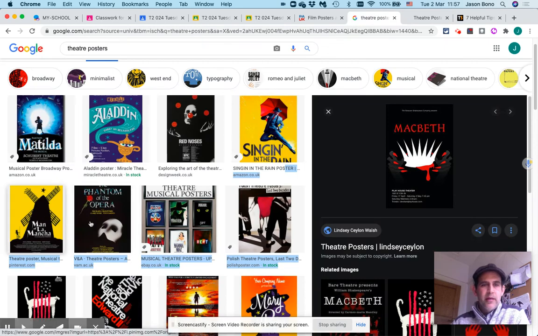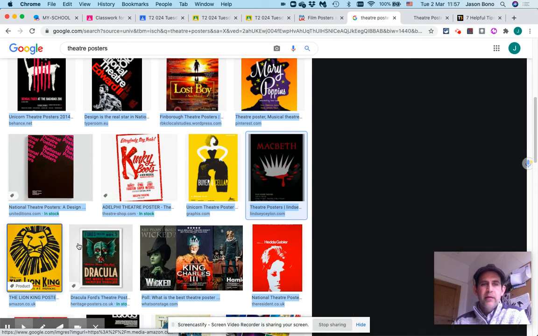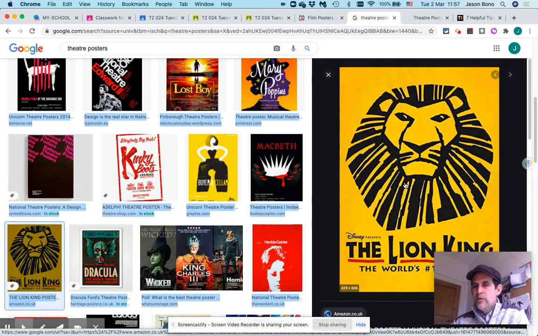And one that really jumps out, I think, is The Lion King. Notice the colors, just three colors: black, yellow, and red. The image is interesting. It's not a photograph of a lion. It's stylized and it makes us think of maybe a storybook version. And it might make you wonder, how are they going to bring this story to life on the stage?